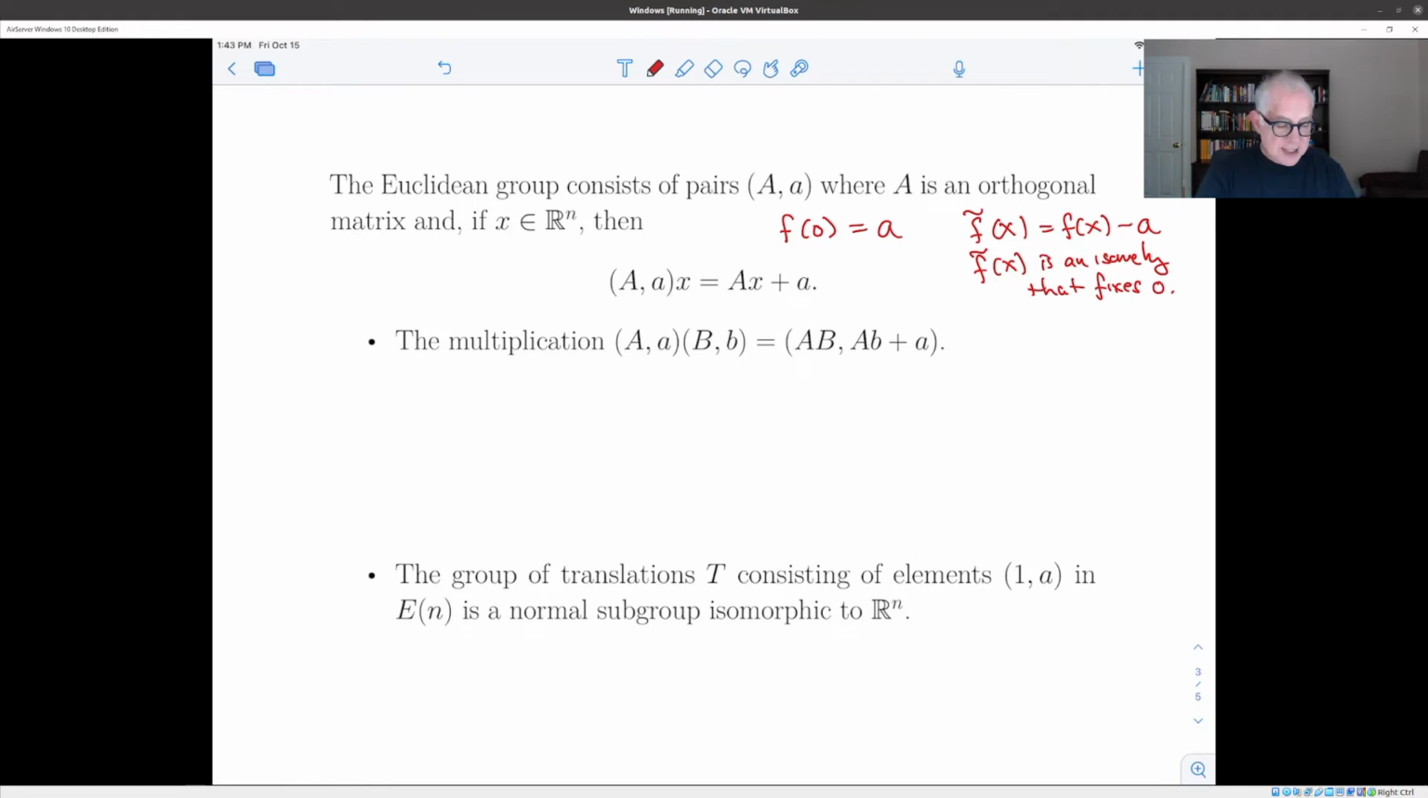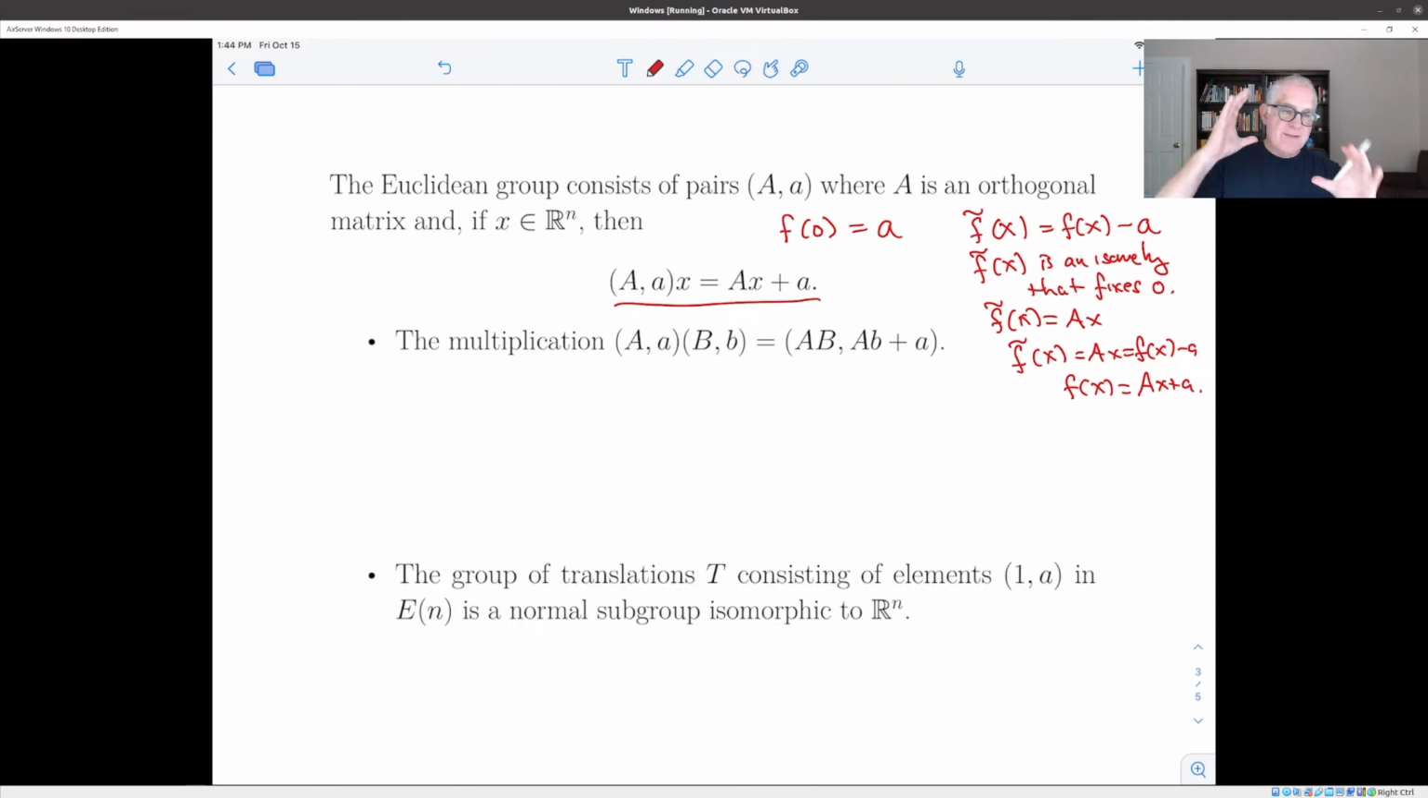And therefore, it has to be of the form f twiddle of x is ax. And if you combine these things, you see that f twiddle of x, which is ax, is f of x minus a. So the original f of x is big A x plus little a. And that's what I've written here. In other words, the way you make a rigid motion of n space is you first rotate by multiplying by an orthogonal matrix, and then translate by adding some constant vector a.